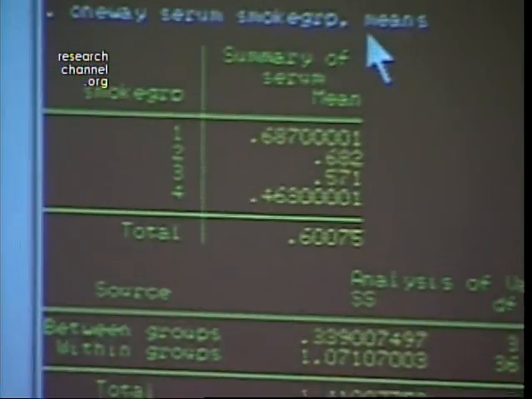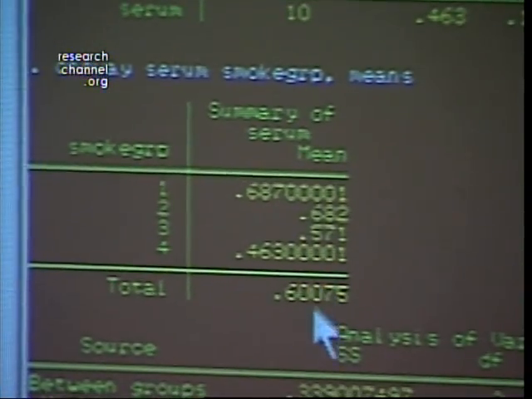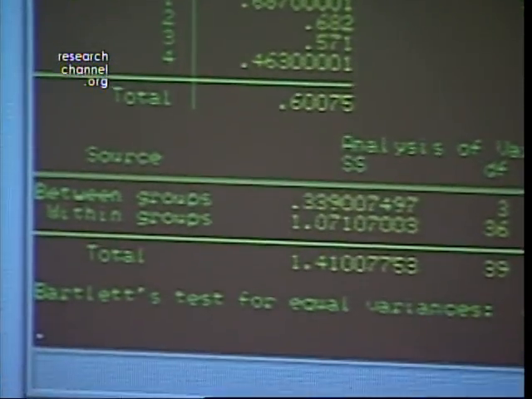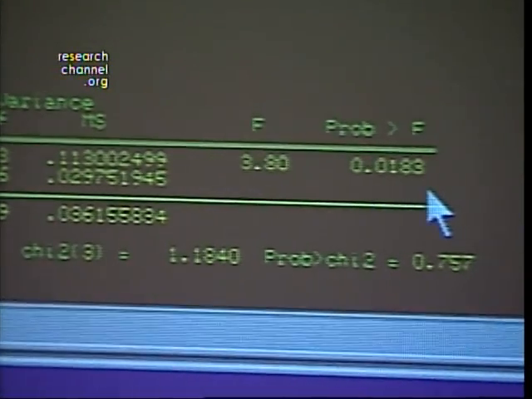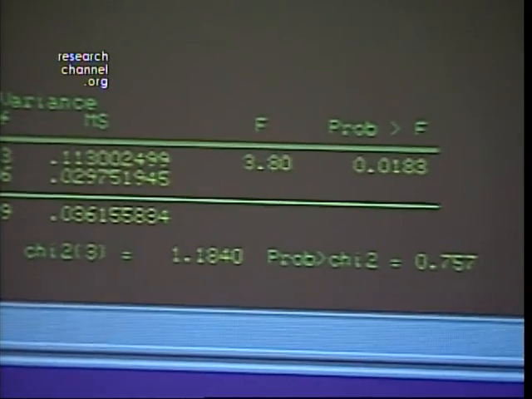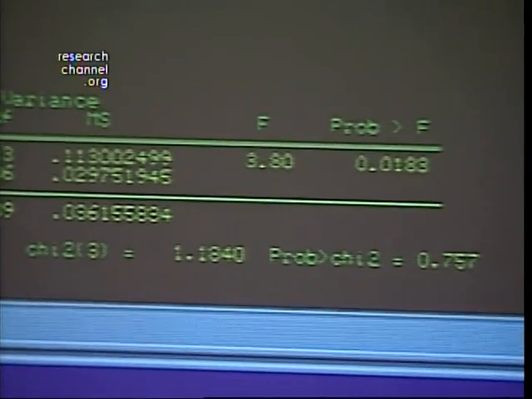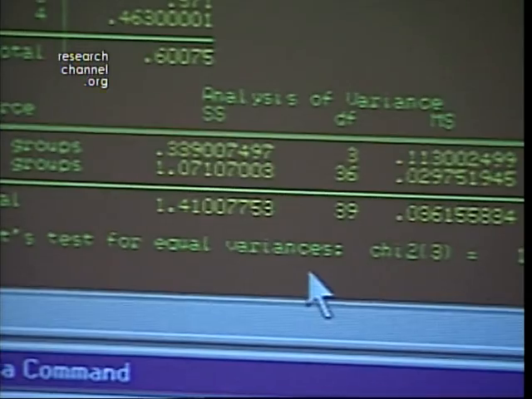I gave an option of means to repeat those means so we could look at them. There's the F statistic, the p-value that would cause us to reject the null hypothesis that all the means are the same. And there's one other thing here that's called Bartlett's test for equal variances.